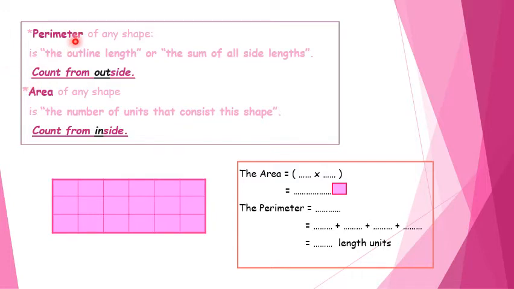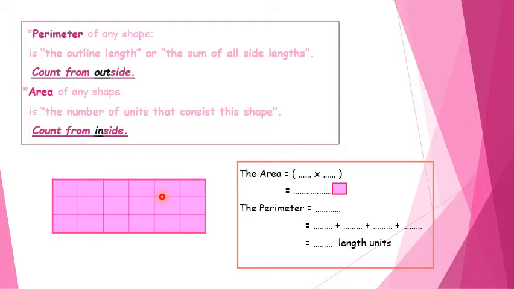The perimeter of any shape is the outline length or the sum of all the side lengths. So only the outline, this is the perimeter, only the outline. Okay, we count only what's outside. And the area of any shape is the number of units that consists this shape. So the area is only the inside. Okay, we count from inside only.